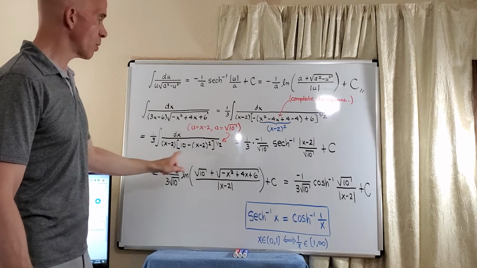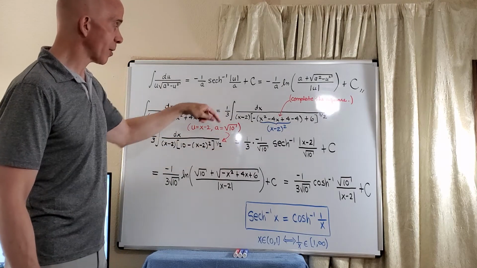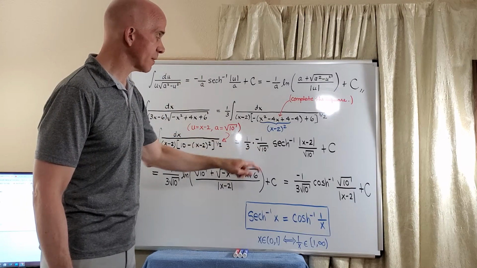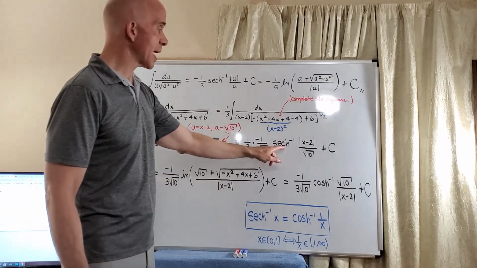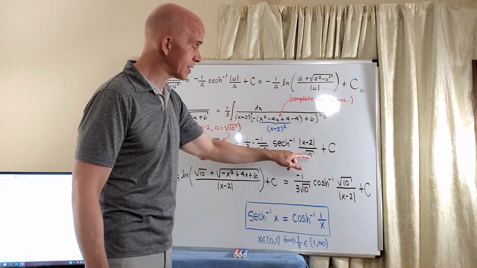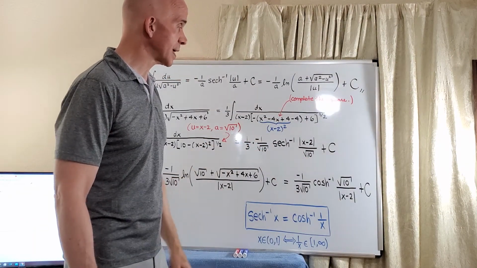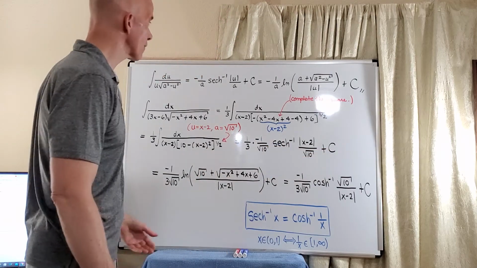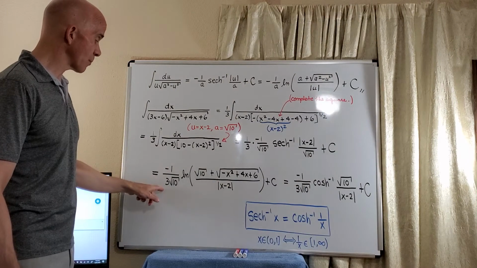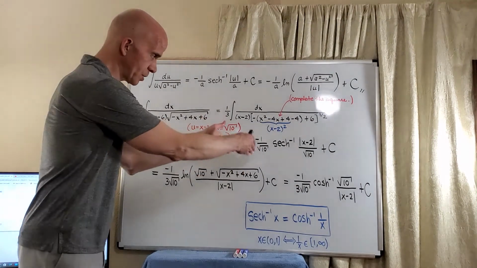So of course we have the 1/3, which comes along from our initial factoring. And so we have -1 over a, which is -1 over the square root of 10, inverse hyperbolic secant, absolute value of u, which is absolute value of x minus 2, divided by the square root of 10 plus a constant. And now, of course, let's go ahead and use the log form. So that'll give us the -1 over 3 root 10. I just push these two together.